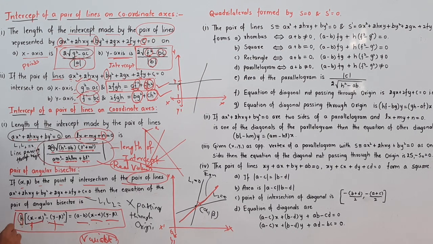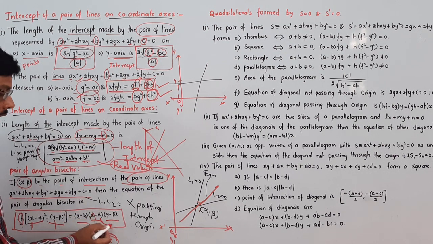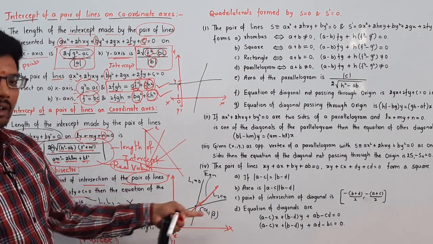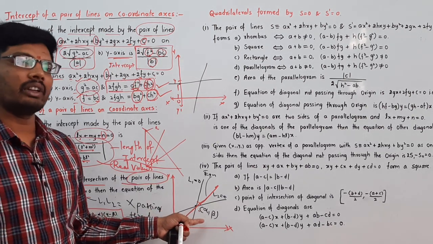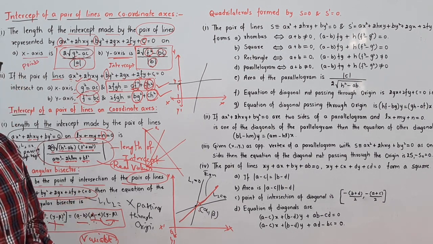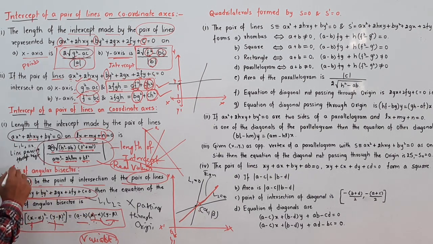Here h is a constant value, and alpha comma beta is the point of intersection of the two pair of straight lines, and a comma b are the values of the coefficients of x square and y square here. x and y are variables, we cannot substitute any value for them. So alpha comma beta is the point of intersection of the two pairs of straight lines. If you want to find the angular bisector of a pair of straight lines not passing through the origin, the point of intersection is given as alpha comma beta, and the pair of straight lines equation is ax square plus 2hxy plus by square plus 2gx plus 2fy plus c is equal to 0. This is all about the pair of angular bisectors.